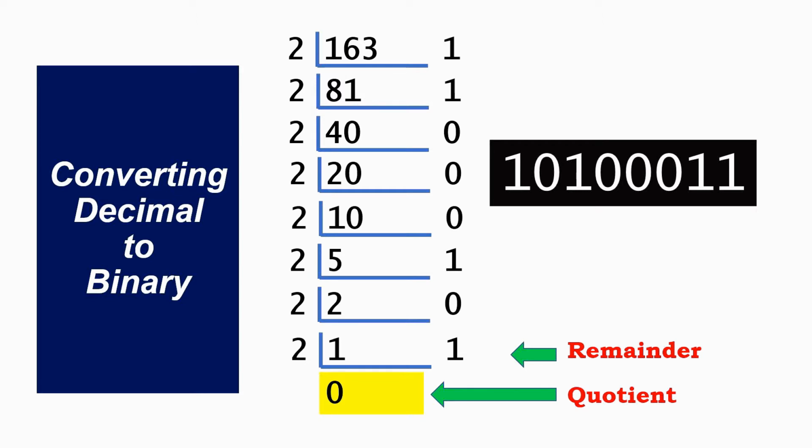Here's where it stops. So we say that 10100011 is the binary equivalent of the number 163 in base 10. We take these digits from bottom to top, as you can see here.